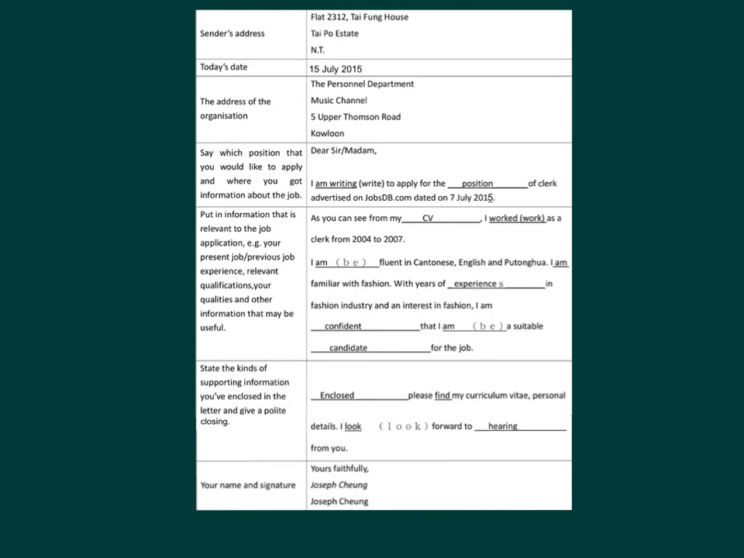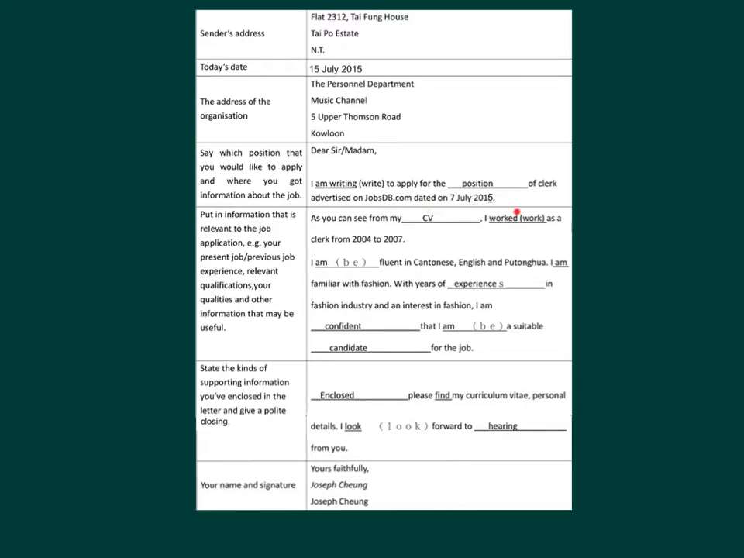Sender's address, for example, Flat 2312, Typhoon House, Typo is day, NT. Today's date, for example, 15th of July 2015. The address of the organization, for example, the Personnel Department, Music Channel, 5 Upper Thompson Road, Kowloon. Say which position they would like to apply and where you got information about the job. For example, Dear Sir, Madam, I am writing to apply for the position of clerk advertised on jobsdb.com, dated on 7th of July 2015.